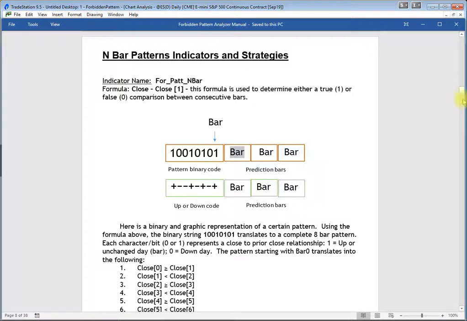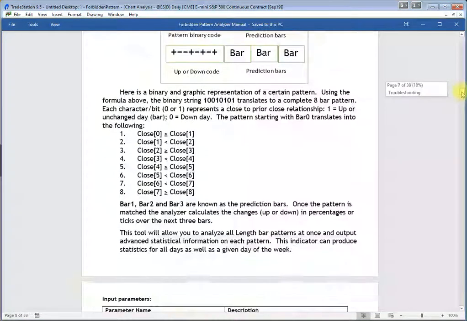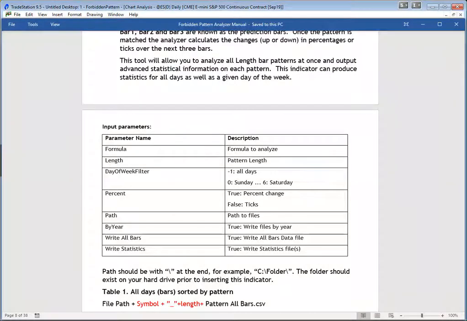Okay, so let's look at how the inputs are utilized. The inputs in this indicator are as follows. The formula that we want to analyze, and we're using in this example close 0 minus close sub 1. We want the length of the pattern, or the number of consecutive bars that we're analyzing. In the case of the indicator that I used to derive the equity curve, I used 4.